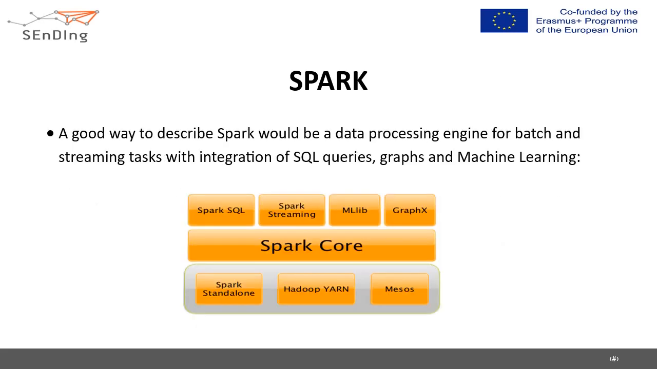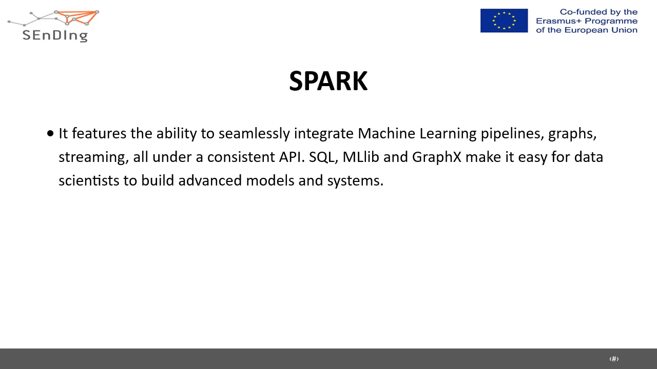A good way to describe Spark would be a data processing engine for batch and streaming tasks with integration of SQL queries, graphs and machine learning. It features the ability to seamlessly integrate machine learning pipelines, graphs, streaming, all under a consistent API. SQL, MLlib, and GraphX make it easy for data scientists to build advanced models and systems.